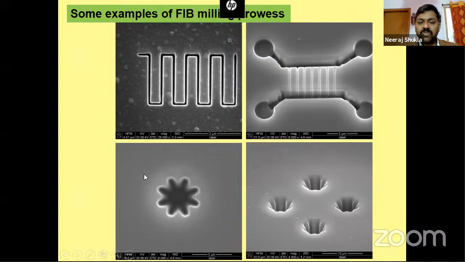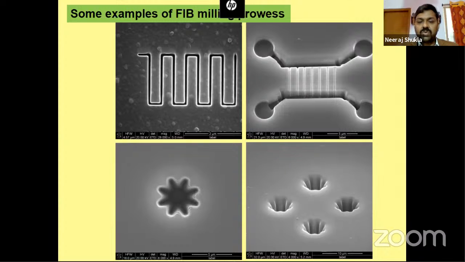This image is the top view, and on the right side is the image from some angle. Because you can tilt the stage up to 52 degrees and rotate it up to 360, there are 5 axis movements: X, Y, Z, rotation, and tilting. That is all done by piezoelectric sensors, to a resolution of a few tens of nanometers. It is such a precise instrument.